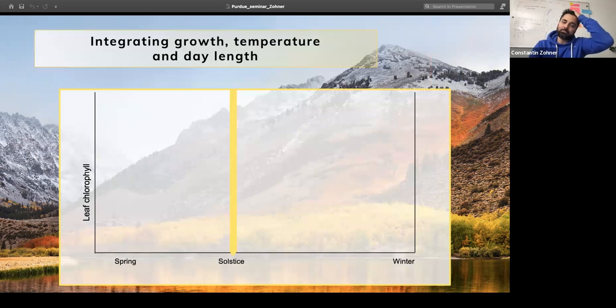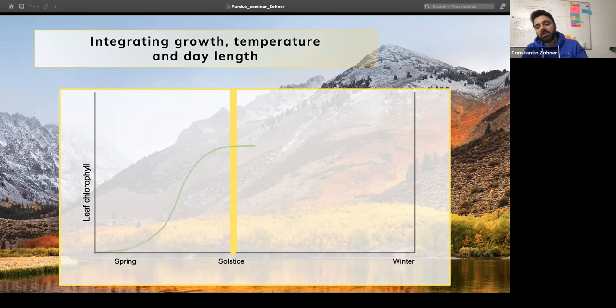And so what we basically came up with is something that integrates these previous studies and these previous findings, and we can now go through the growing season cycle and come up with hypotheses about what should actually be happening.